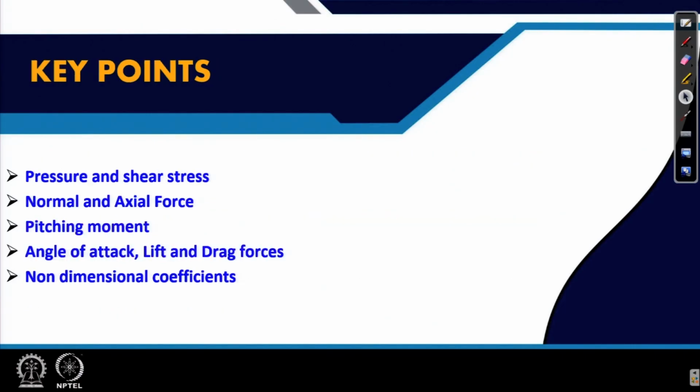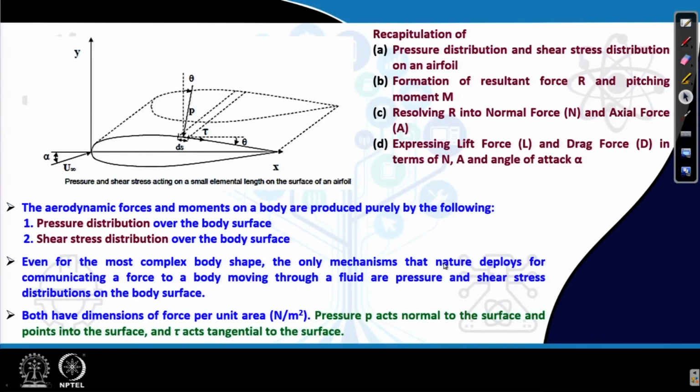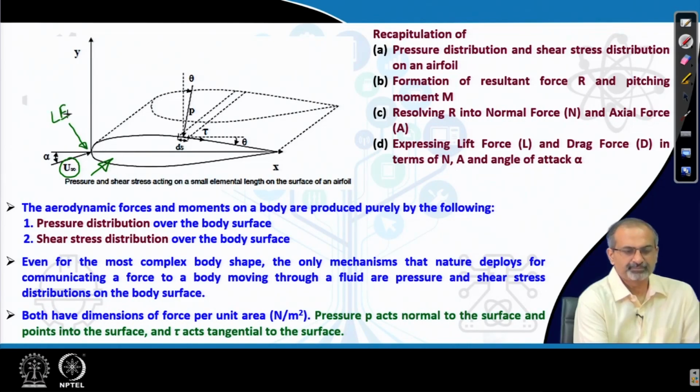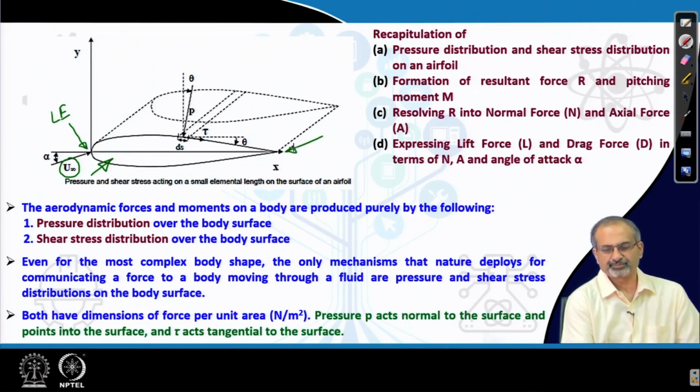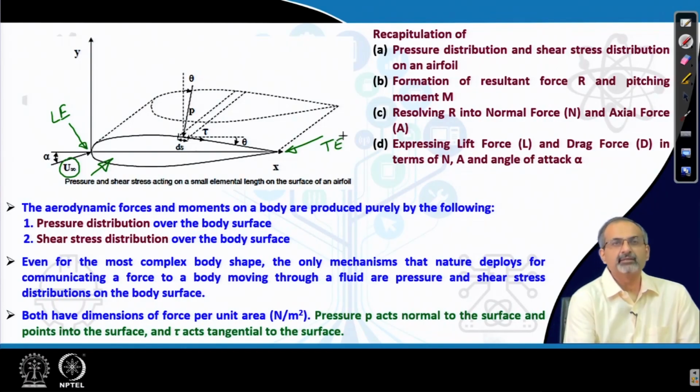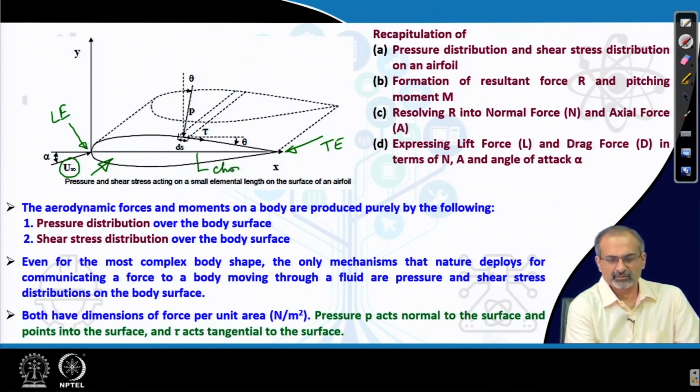Here are the key points. We will briefly recapitulate this diagram, which we have seen in an earlier lecture, where you can see that there is an airfoil section and it is facing the airstream u infinity at an angle of attack alpha. It has a leading edge and a trailing edge, and the straight line which connects the 2 points on the airfoil is the chord.